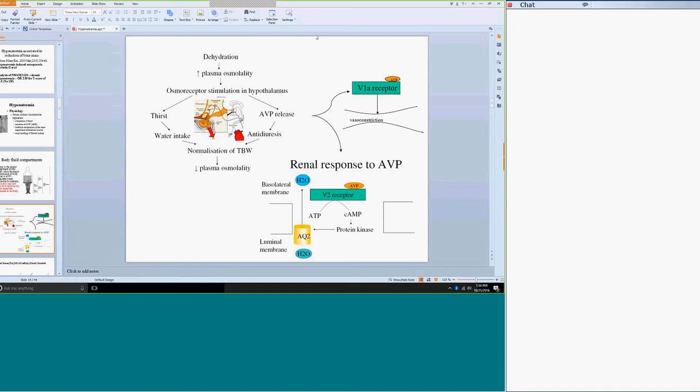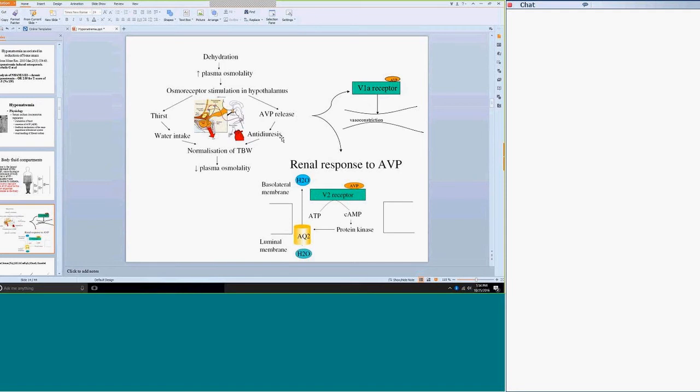So first, there is dehydration. When there is dehydration, there is an increase in plasma osmolality because there is a reduction in body water. The brain, through the osmoreceptors in the hypothalamus, does two things: the thirst response, which increases water intake, and the AVP release.